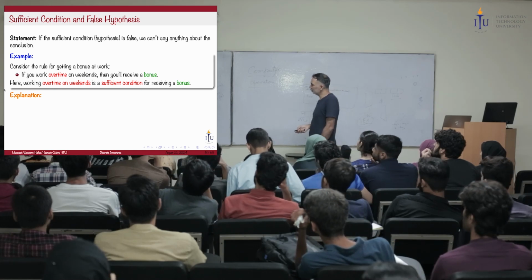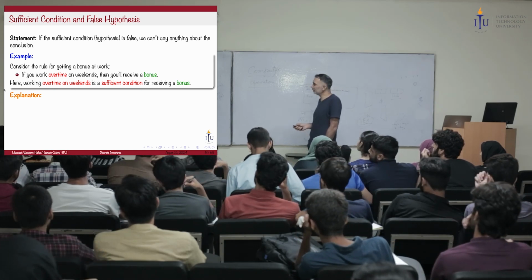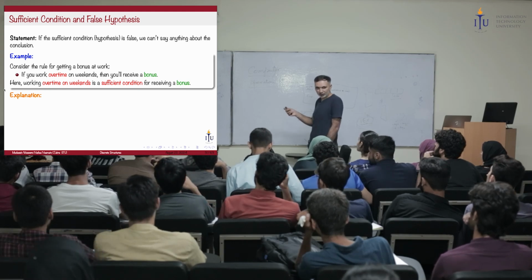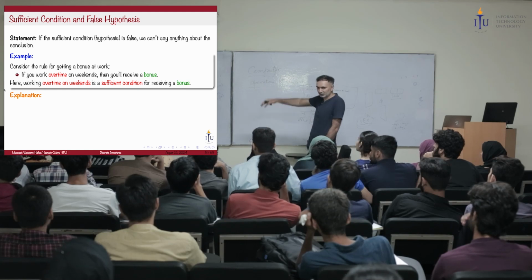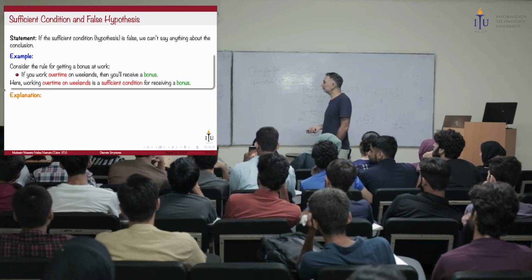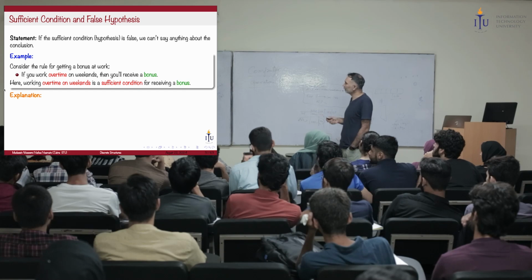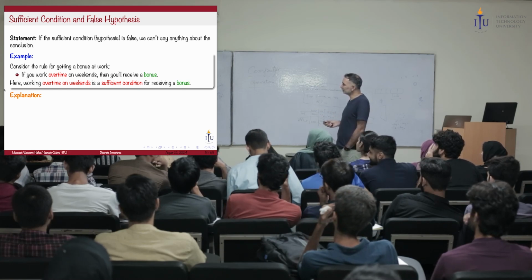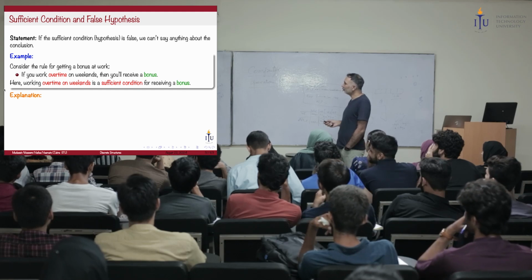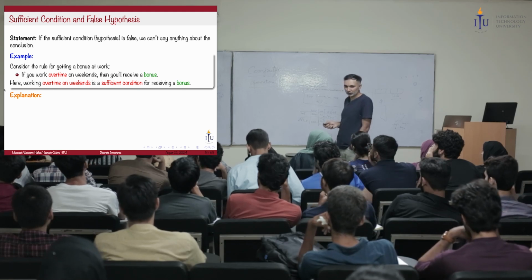Cool. So, for example, it's not possible that someone scores more than 80% and they don't pass. That's what we are saying is not possible. All right. So if the sufficient condition hypothesis is false, we cannot say anything about the conclusion.